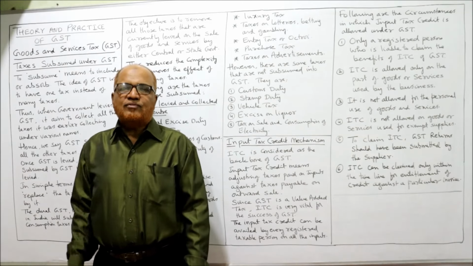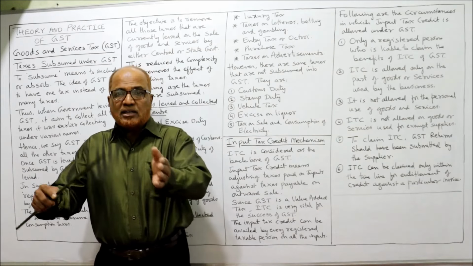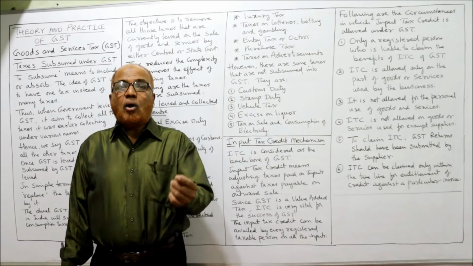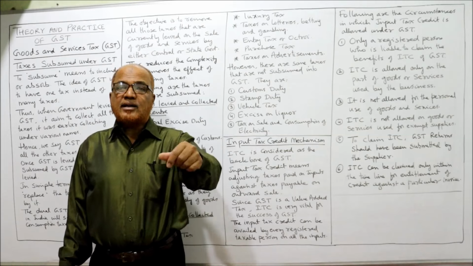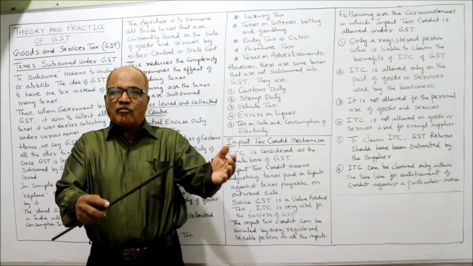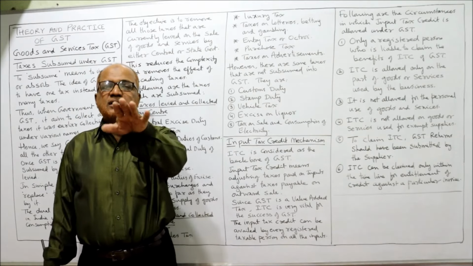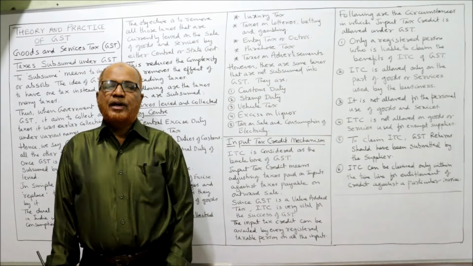So 10% of 3 lakh is 30,000. That means 30,000 he has to pay the tax. But already he has paid the tax on purchasing the input, 10,000. At the time of purchasing sugar cane, he has already paid 10,000. That 10,000 is deducted now.